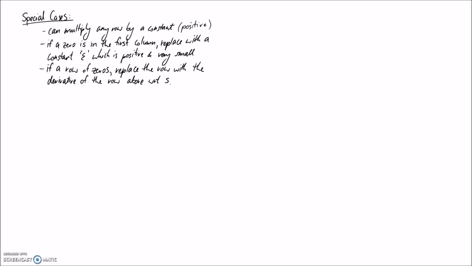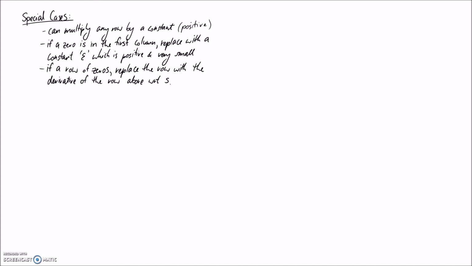The next one is if a 0 is in the first column, replace it with a constant, which will have this little E thing, which is positive and very small. And that just helps you be able to carry down your sign change, because obviously if something is 0, then you're not going to be able to assess whether it was going to change from positive to negative. So that's all we need to do, just carry down this little E thing instead.